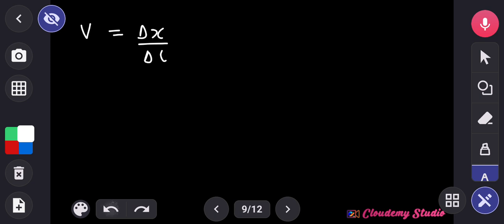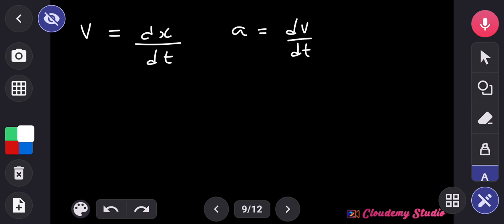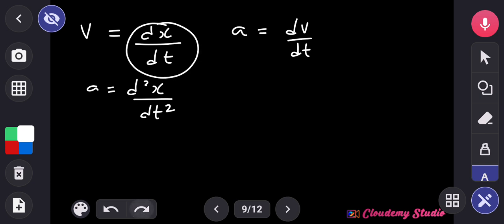But we can say that velocity equals dx over dt, which is the change in displacement with respect to time. So to look for velocity, we can differentiate our displacement with respect to time. To look for acceleration, we can differentiate our velocity with respect to time. In fact, acceleration equals d squared x over dt squared. Why? Because it is the second derivative of x itself.